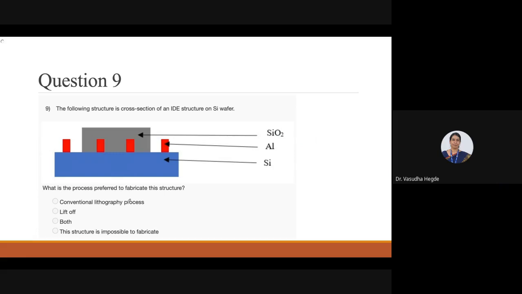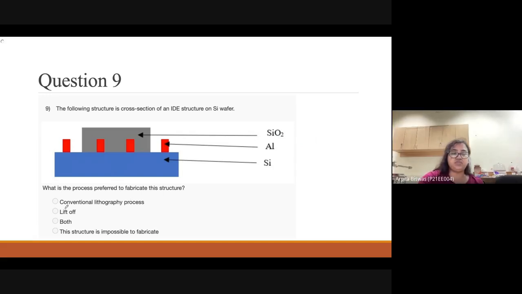So if we go for the conventional lithography process, aluminum is a contact pad, right? Taking out the contact pad may not be possible. So lift off is a good option. Yes, the right option is the lift off process.